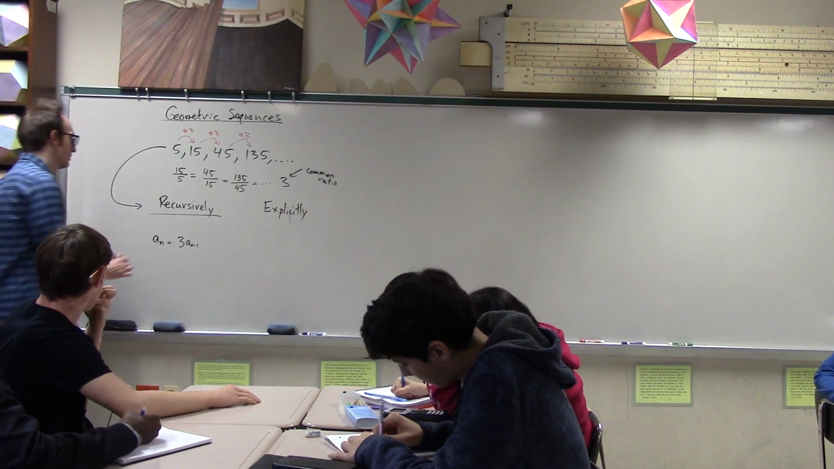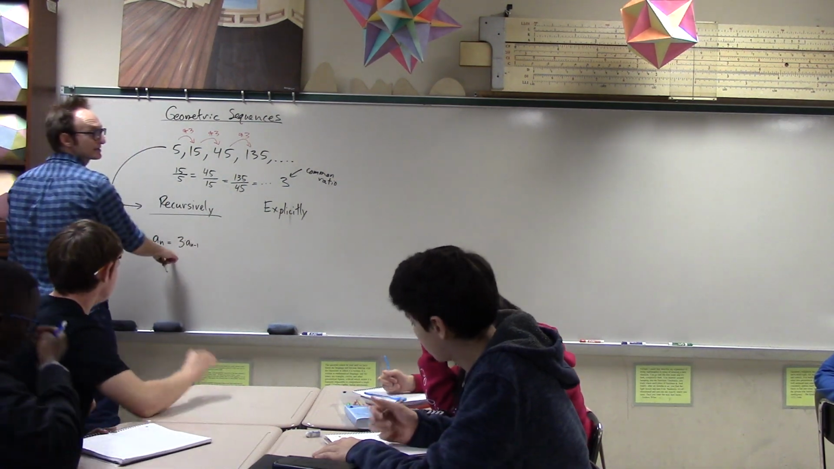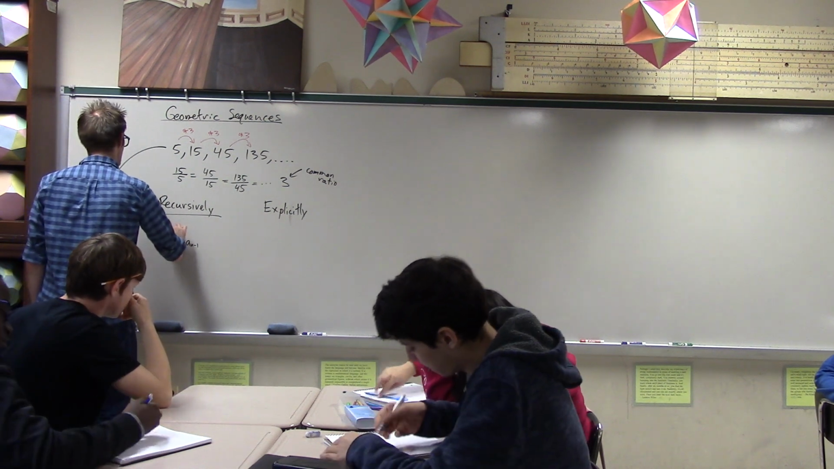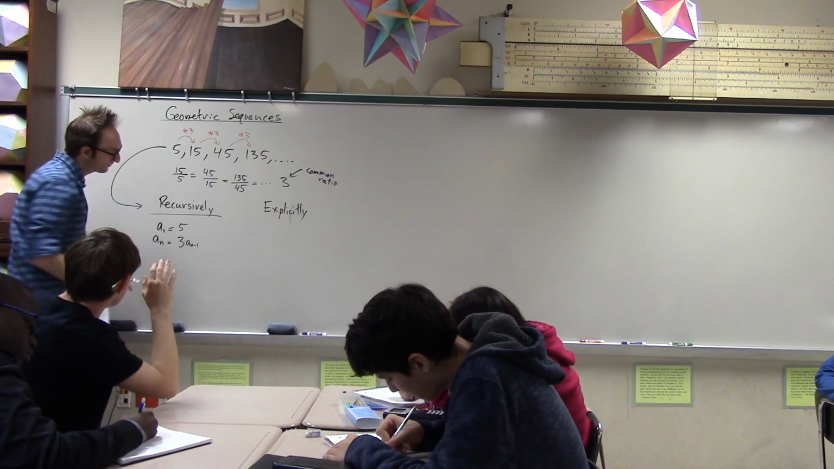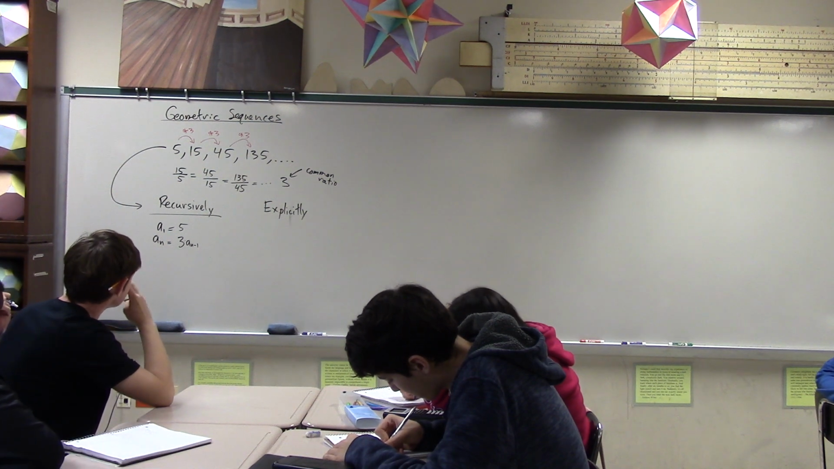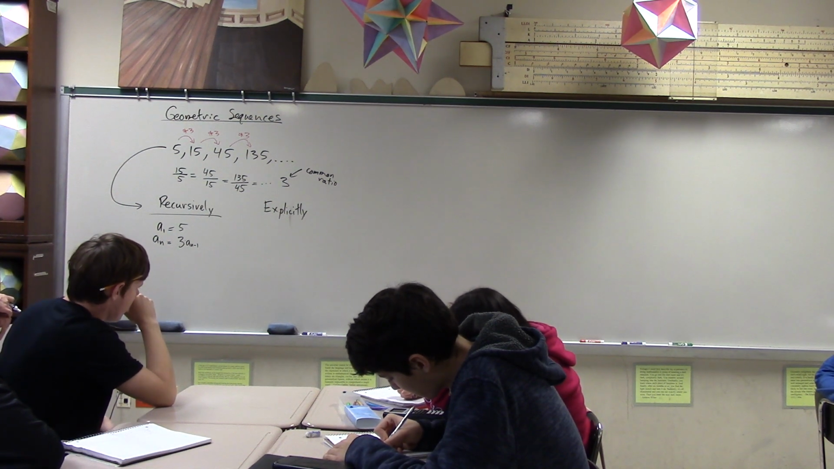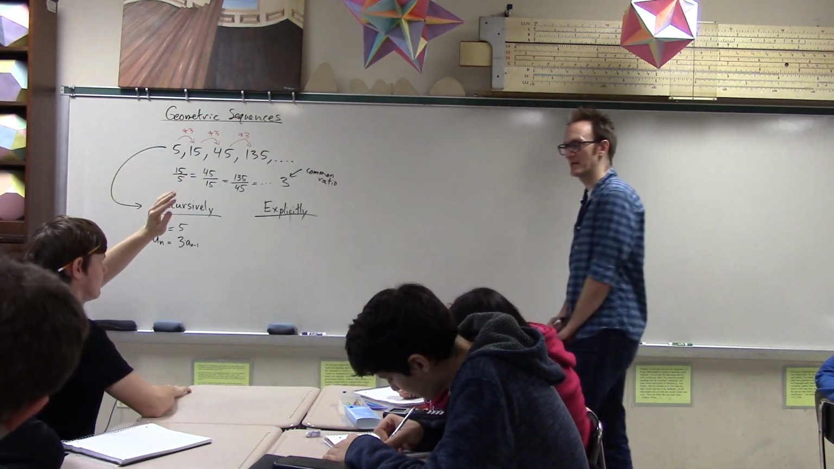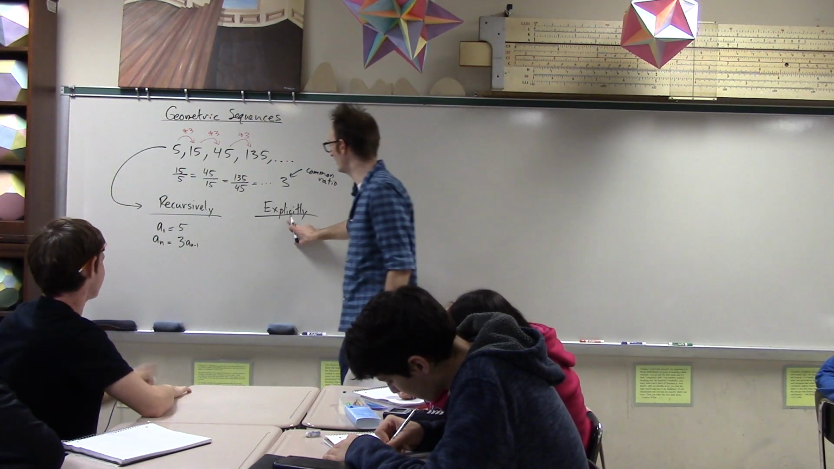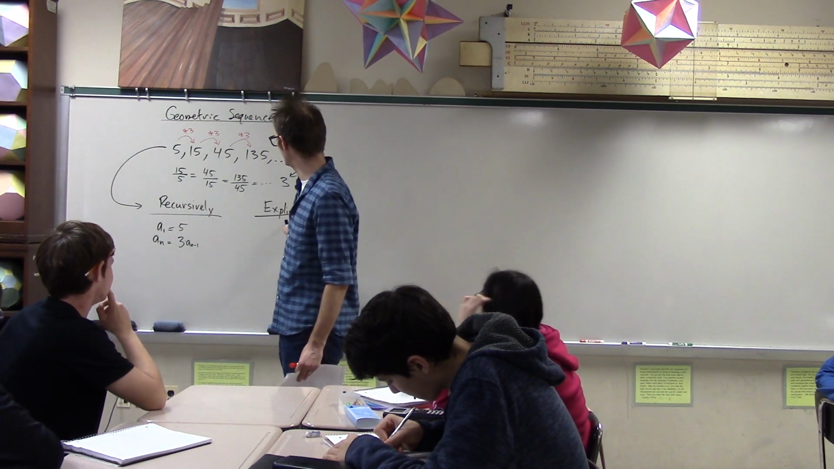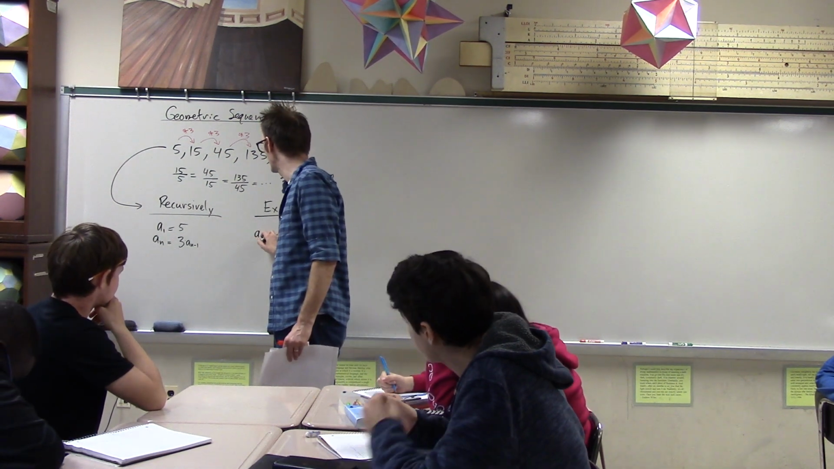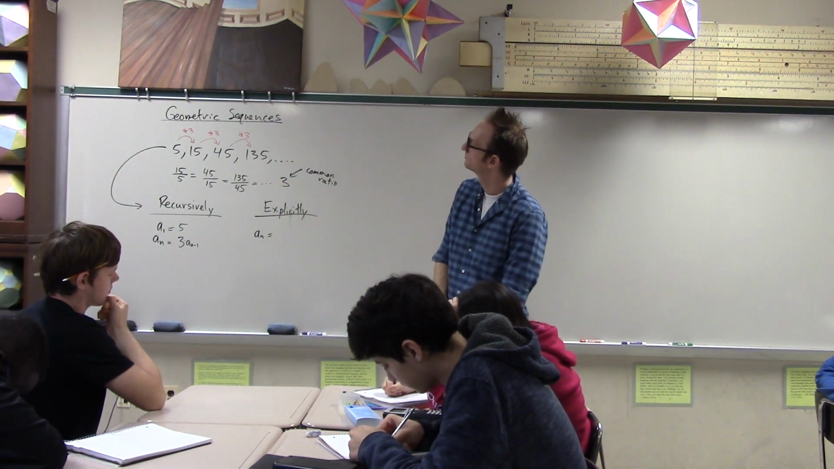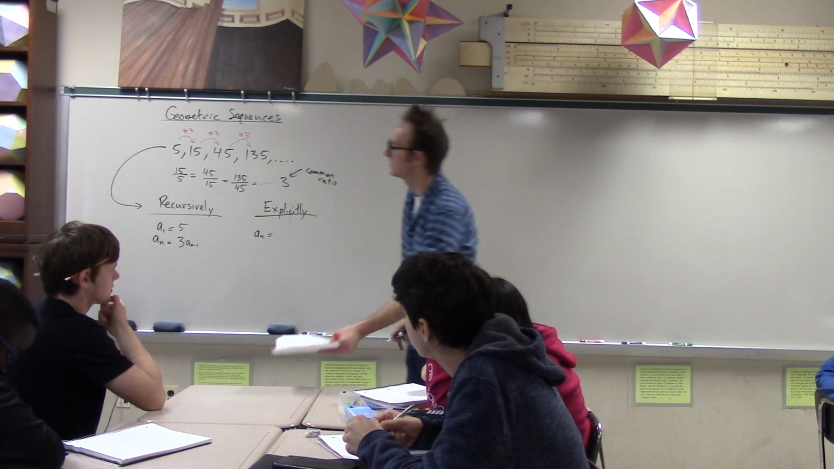Cool? And then you also need to tell me where to start. a sub 1 is 5. Good. So the first term is 5 and the nth term is just 3 times the previous term. Cool? But it is also possible to write an explicit formula for the nth term. What is it? 5 times 3 to the n minus 1.